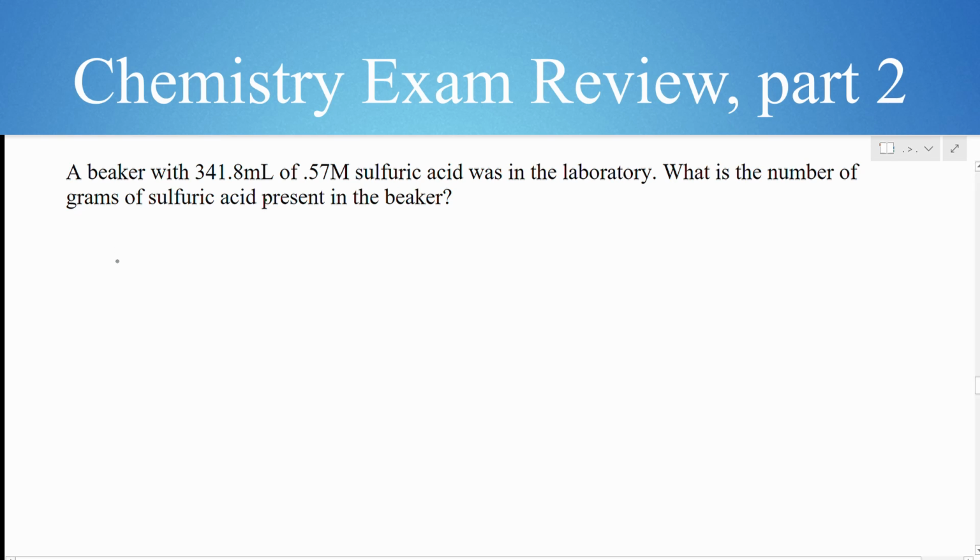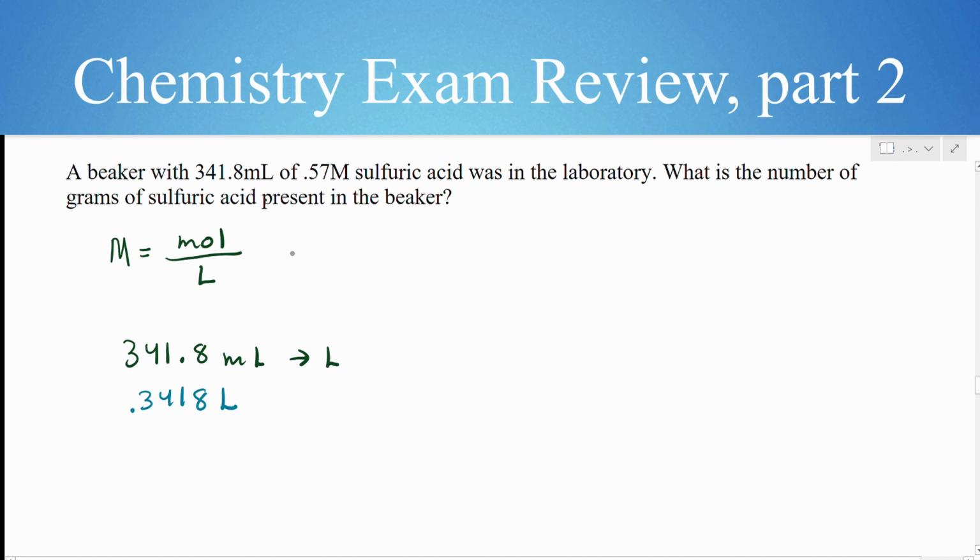Alright, so now we are dealing with a molarity problem, so we will recall that M, which will be molarity, is equal to moles over liters. Liters is volume. We have a volume given in milliliters, which can be converted into liters by moving the decimal place over to the left 3 places, or simply dividing by 1000. Our moles of sulfuric acid need to be found in order for us to find grams.